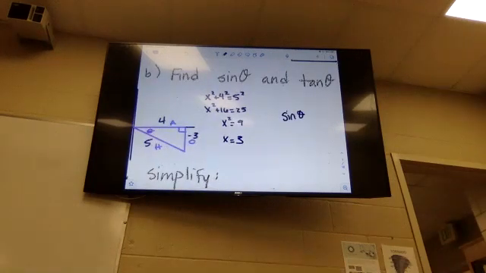What's my sine of this theta going to be? -3/5. And tangent's going to be -3/4. Good, Will.